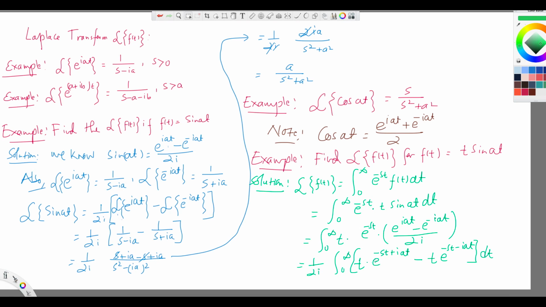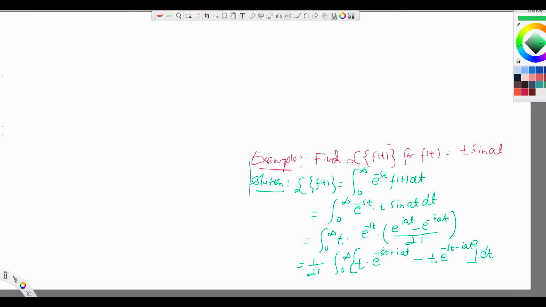Now you use the integration by parts for this one separately and that one separately. Let me take the first integral here and show the work for the first one. The second one you will do similarly. So, continuing from there, 0 to infinity t times e to the negative (s minus ia)t. You see that? I combine that and I factor out t, and then dt is equal to, you use the integration by parts.